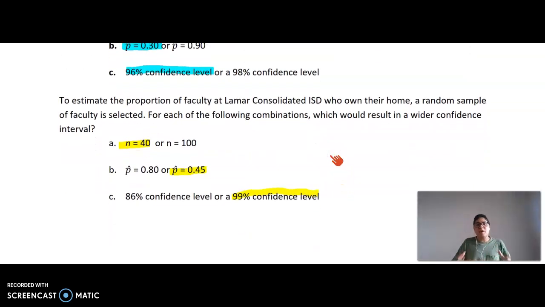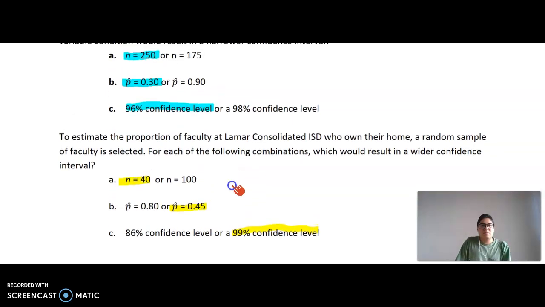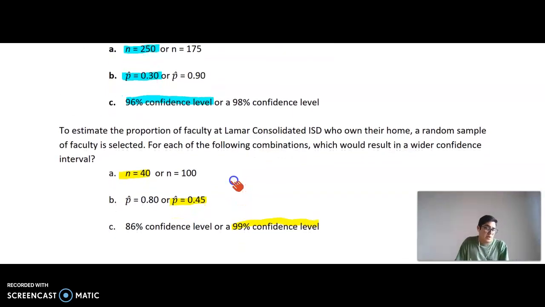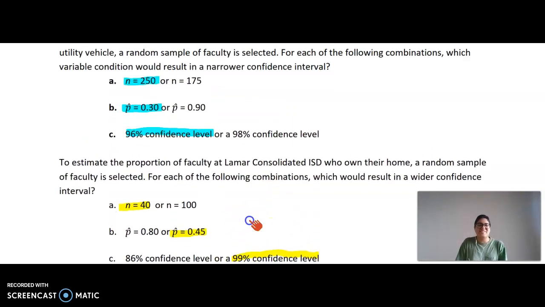Okay, now let's look here. If I want now a wider interval, I'm going to want a smaller sample size, and I'm going to want a proportion closer to 0.5, because that'll give me a wider value here. And it looks as though 0.45 is closer. Why does something feel wrong? And then a higher confidence level.